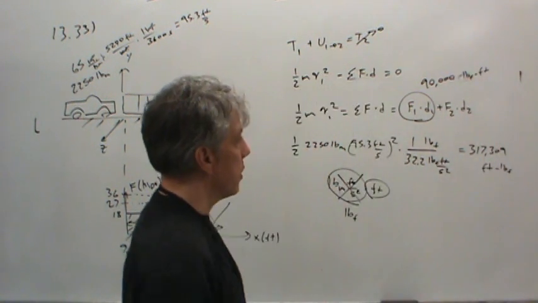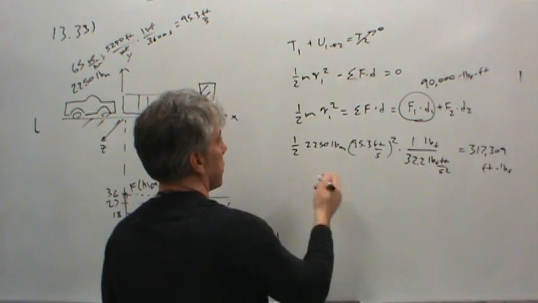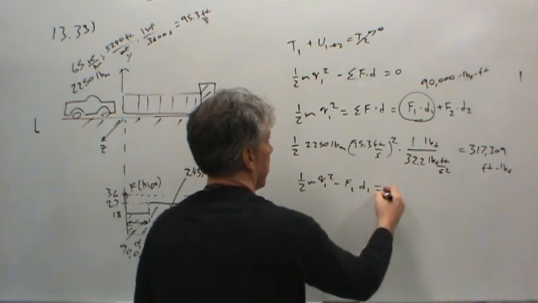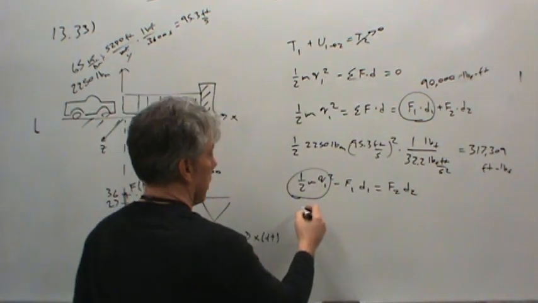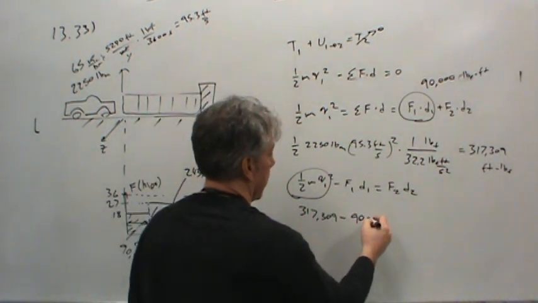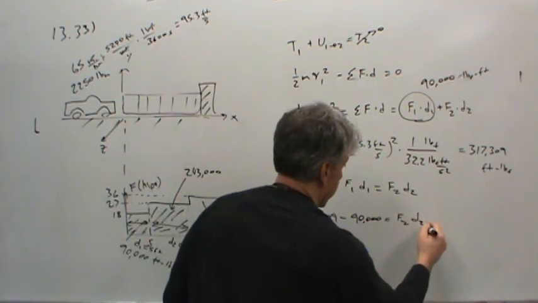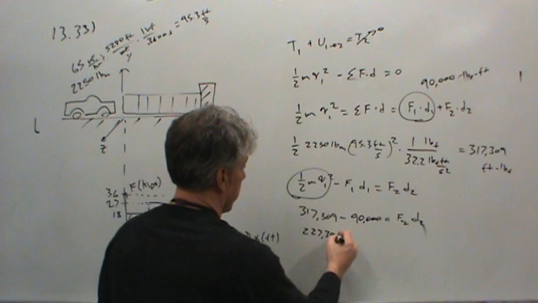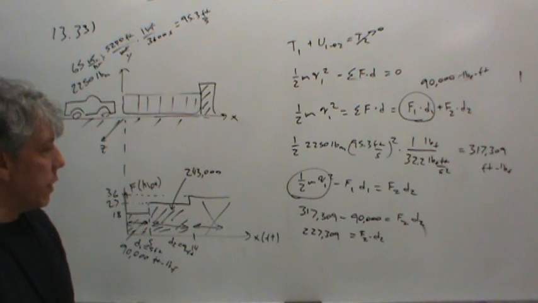Take it away from 317,000, so let's just do it this way. Let's just take this to the other side of the equation. So we'll write 1/2 mv1 squared minus F1 D1 equals F2 D2. So over here we already know what that is. It's 317,309 less F1 D1, 90,000 equals F2 D2. So on this side we have what? 227,309 equals F2 D2. I did the math right in my head. Yeah, I think that's right.